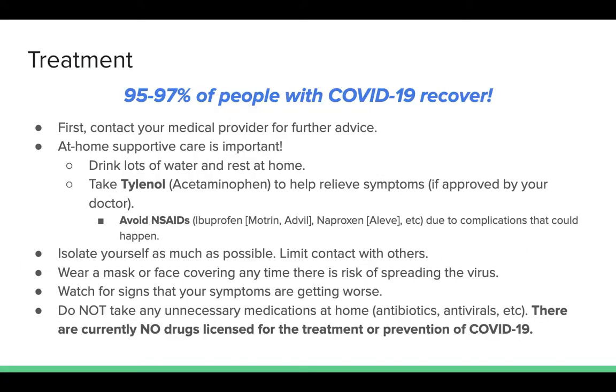So next we're going to talk a little bit about treatment, because I know this is something that's been talked about a lot in the news, and there's been a lot of different information surrounding this. The most current information is that 95 to 97% of people with COVID-19 recover. So if you do get infected, the first thing you should do is contact your medical provider for further assistance, like we've been talking. They are going to be the number one go-to on the front lines to helping you out.